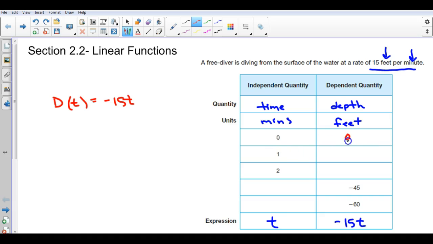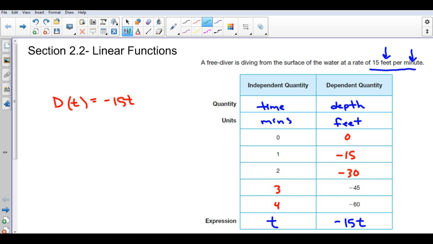After 0 minutes, the diver is at the surface of the water. After 1 minute, they went down 15 feet. After 2 minutes, they are down to 30 feet. And then you can kind of see it's just counting by 15s after this. So my next one would be 3, and then after that would be 4.